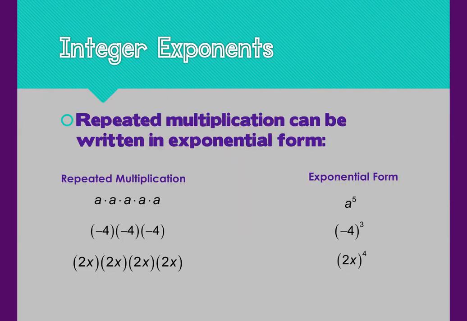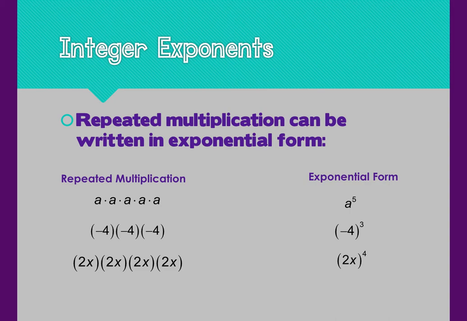So today's topic is exponents and radicals. We start with some basics on integer exponents, okay? An integer exponent allows us to repeat multiplication. So if you saw something like a to the fifth, that means a times a times a times a times a, 5 times, okay? If you saw negative 4 to the third, that would be negative 4 times negative 4 times negative 4. And then if you saw 2x to the fourth, that means 2x times 2x times 2x times 2x.